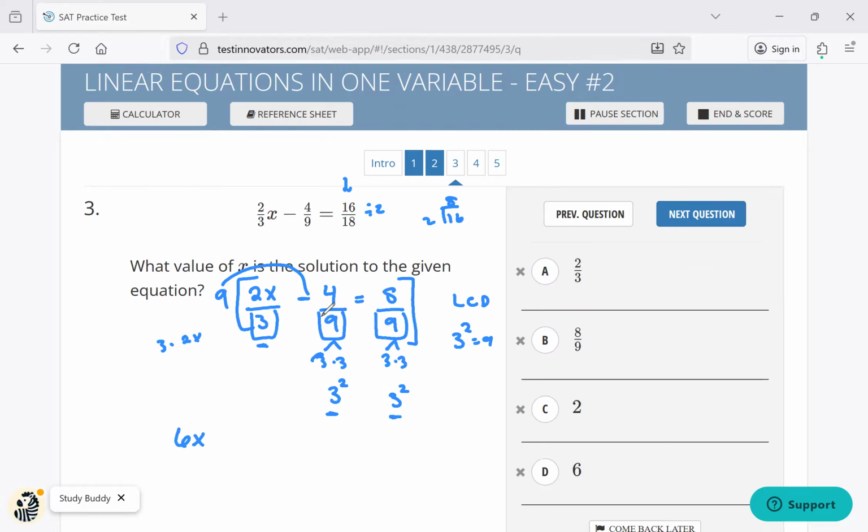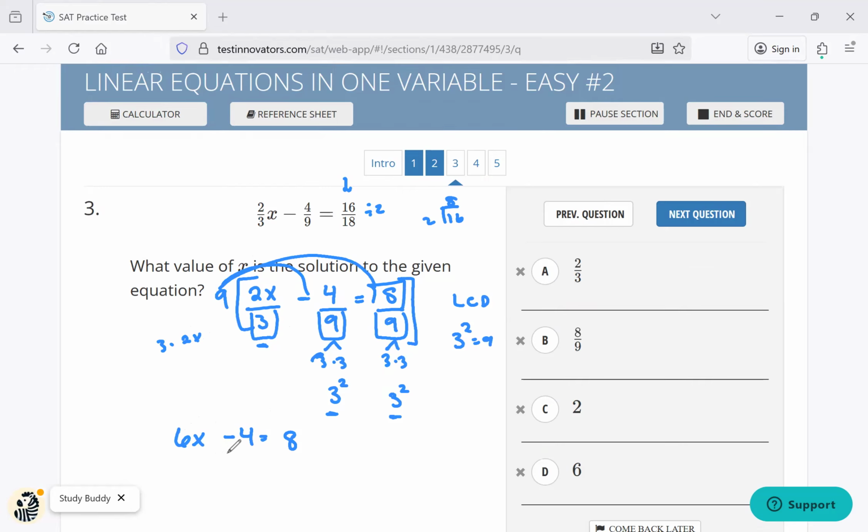And then over here, same thing. What's 9 times negative 4 ninths? Well, the nines are the same, that cancels, so you're left with negative 4. And then what is 9 times 8 ninths? Well, the same thing here. The nines are the same, so you're just left with 8. Okay, so now we got rid of the fraction, which is a lot easier.